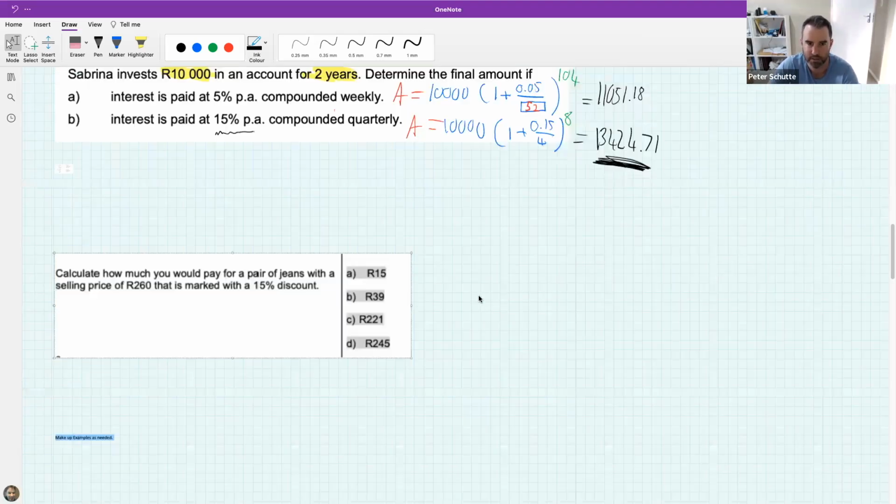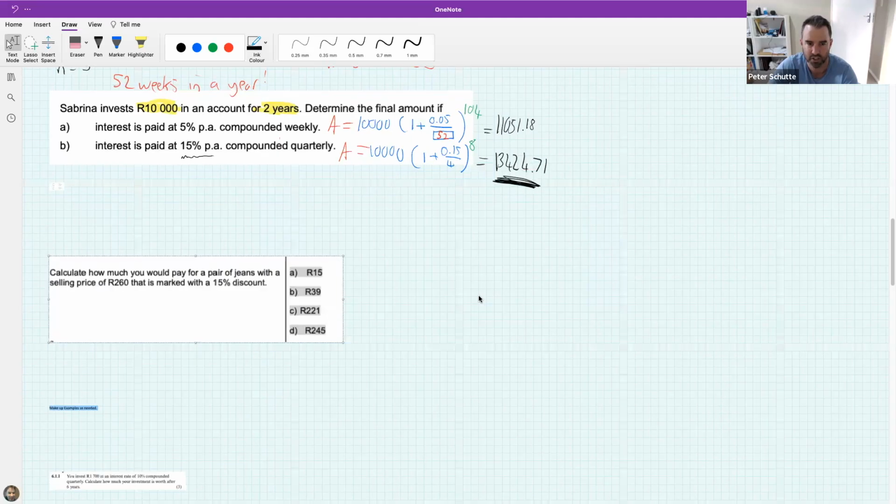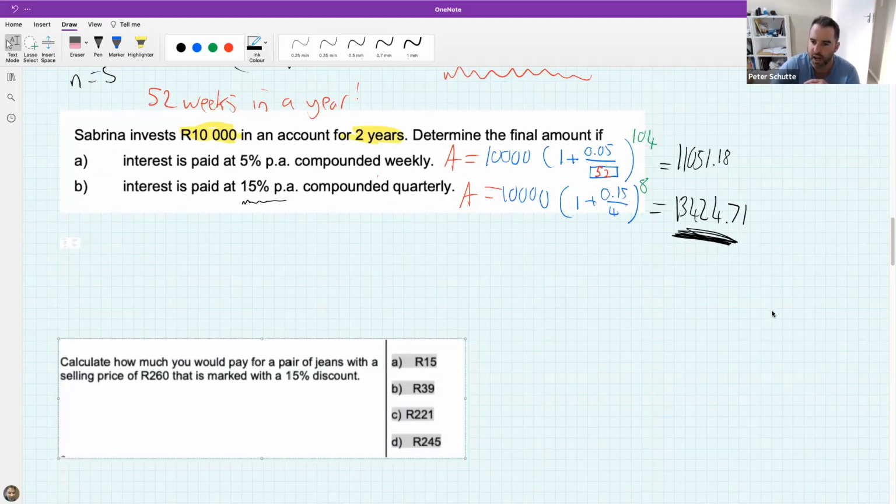Before I jump ahead, let me go back and explain. I'm going to leave this question up on the board while I explain. There's been a good question come through: how did we get 104? Well, we said this journey is for 2 years, but remember there's 52 weeks in each year, so we go 52 times 2 to get 104. The same way for this one, it's compounded quarterly. We went 2 times 4 to get the 8. Okay, so I hope that helps.